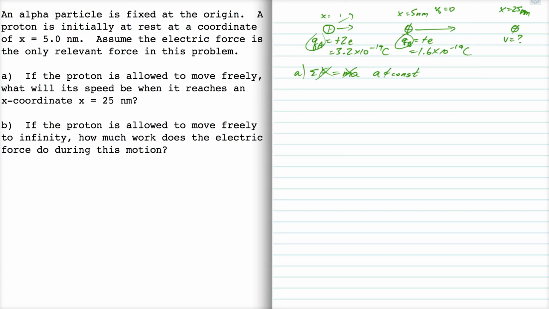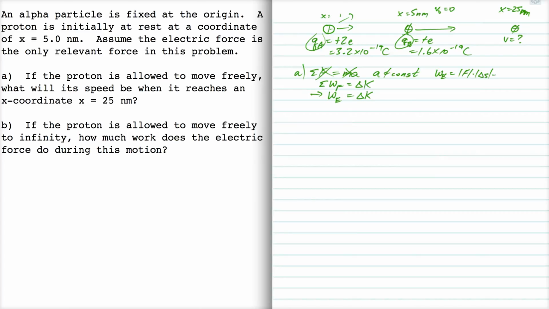Okay, so the work energy theorem tells us that the sum of the works done by all the forces is equal to the change in kinetic energy. And we're going to assume that the electric force is the only relevant force in this problem. So that means the sum of the works done by all the forces is just the work done by the electric force. Now the work done by the electric force can be calculated 3 different ways.